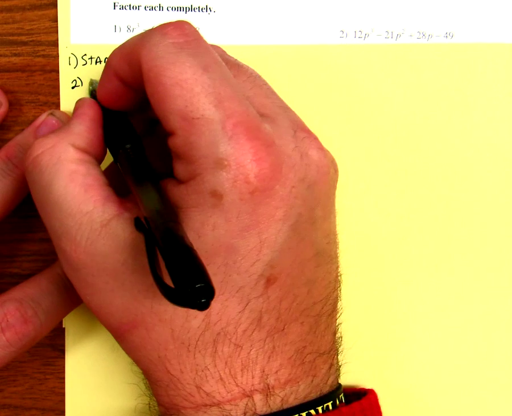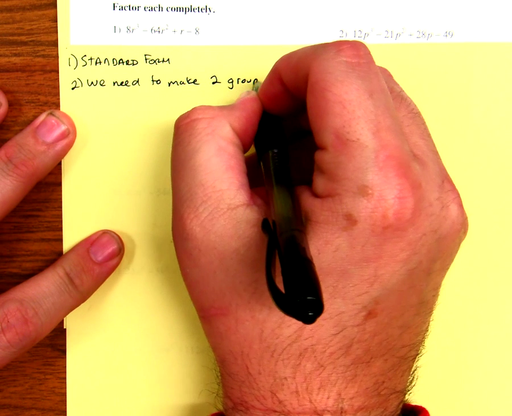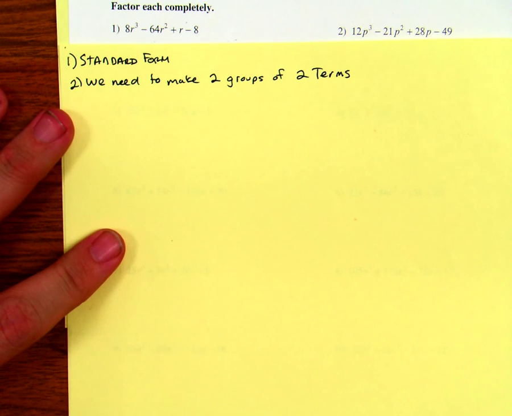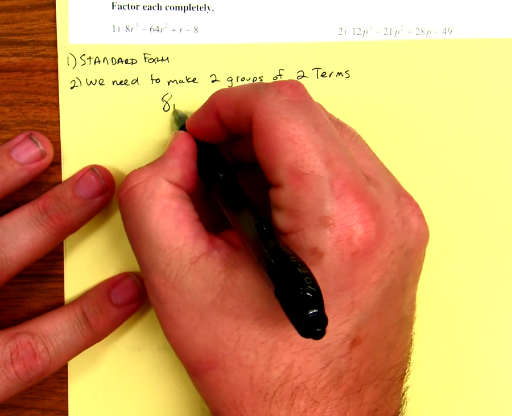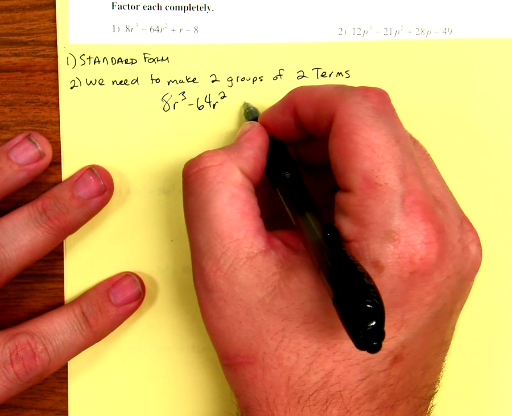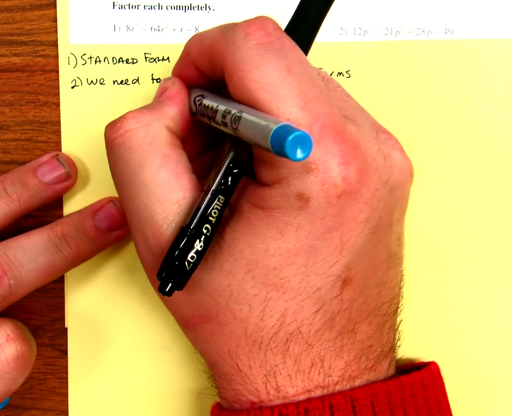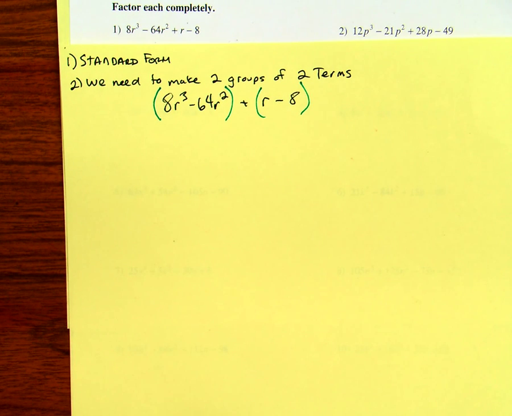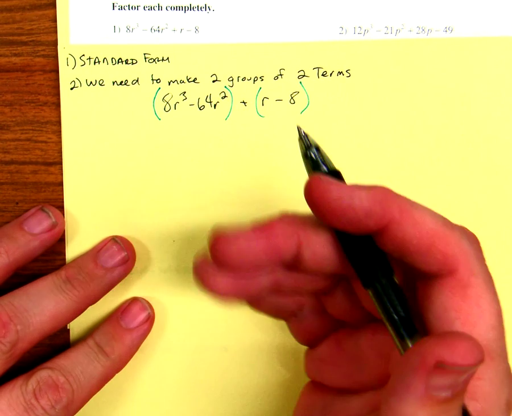Part 2 is we need to make two groups of two terms. Most of the time when you are doing this, the problems are rigged a little bit to where if you just grouped these two terms together and made these two groups, you're probably going to be okay. Now, if it's a minus r, we'd actually put that into the second group as well, and I'll show you an example of that as well.